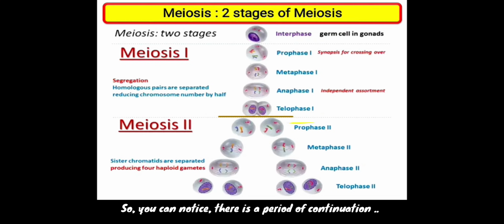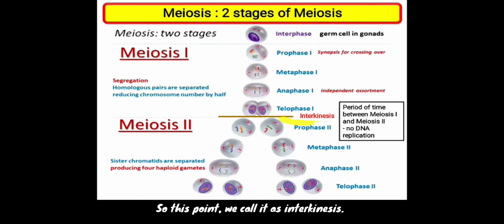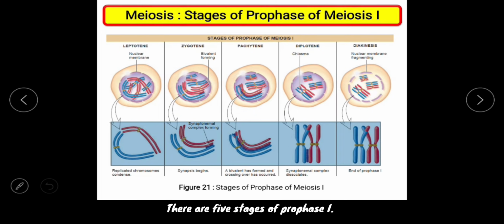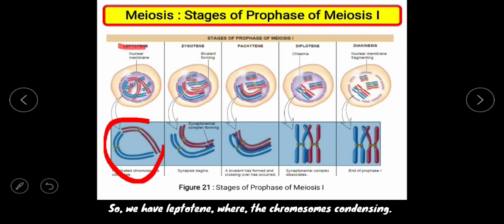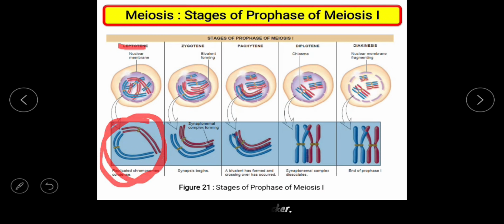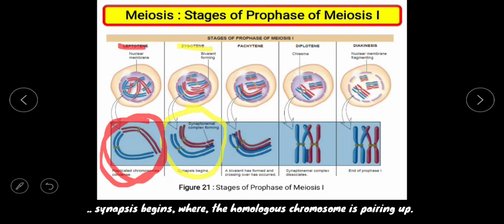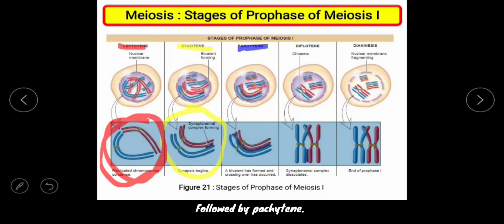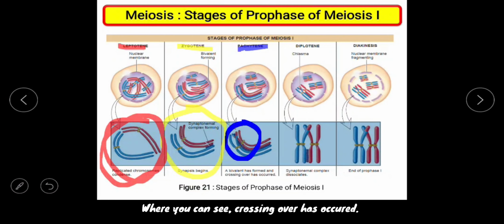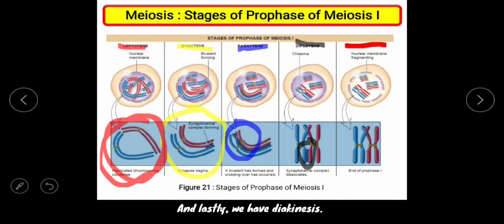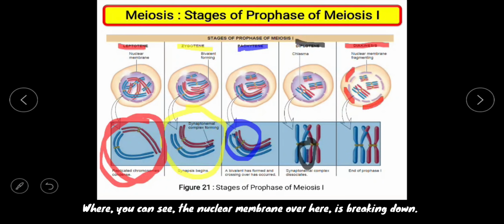You can notice there is a period of continuation between meiosis 1 and meiosis 2. At this point we call it interkinesis. There are 5 stages of prophase 1. We have leptotene, where the chromosomes condense, so they get thicker, followed by zygotene, where synapsis begins and the homologous chromosomes are pairing up, followed by pachytene, where you can see crossing over has occurred, and then followed by diplotene, where the synaptonemal complex, which is here, will break down and dissociate. And lastly we have diakinesis, where you can see the nuclear membrane over here is breaking down.